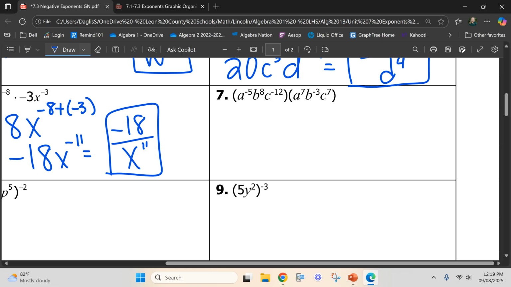All right, number 7. Tell me how to set up my a's. Ivy. I'll tell you the answer. I said, Ivy, tell me how to set up my a's. Negative 5 plus 7. Good. KJ, how do I set up my b's? 8 plus -3. Good. 8 plus negative 3. Kinley, my c's. Negative 12 plus 7. All right. Go for it.